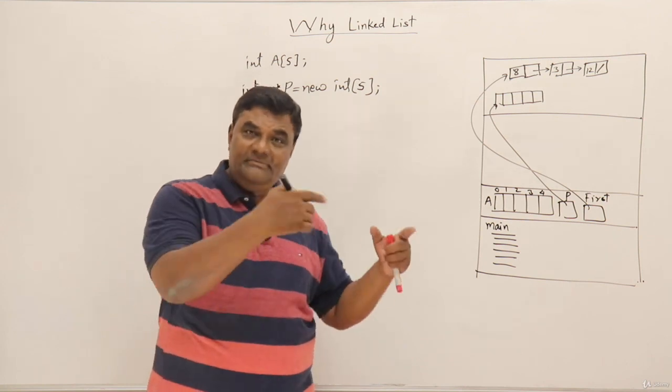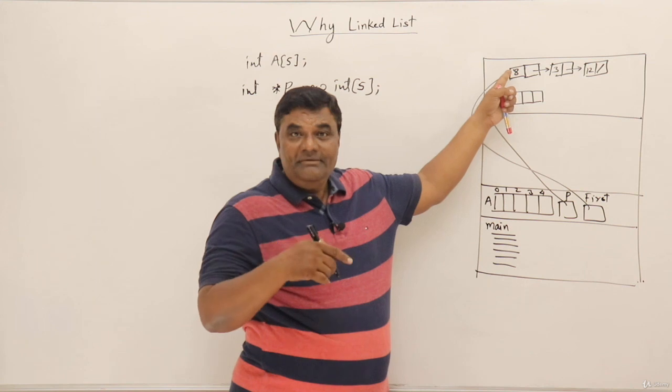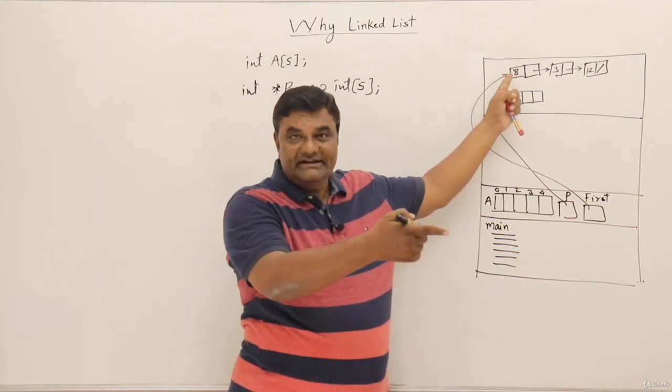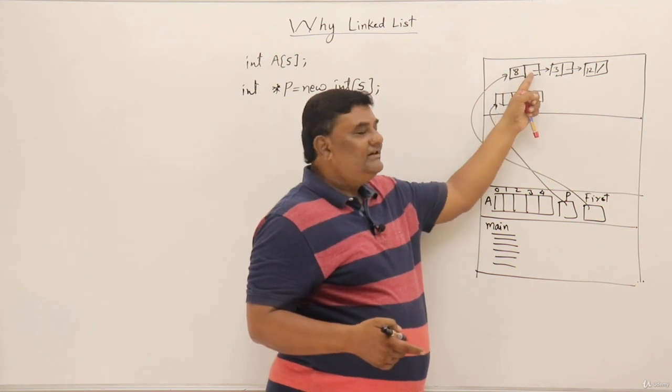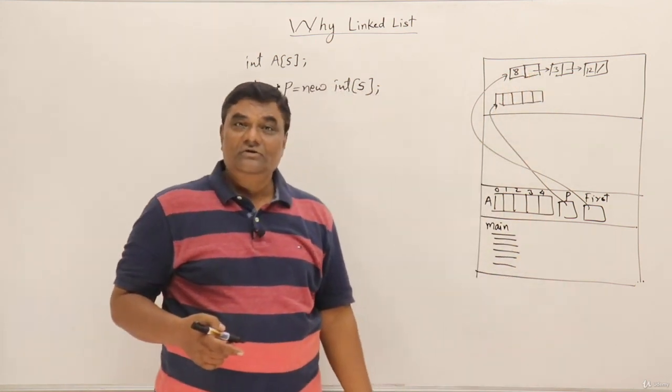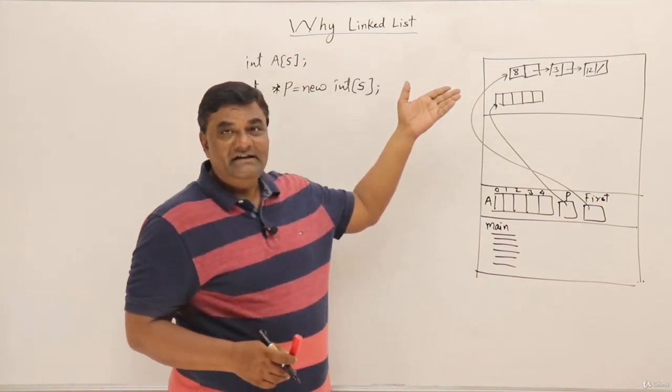So whoever is coming in will bring a chair. So every element will bring its own memory and point it to the next element. So together, element space and the pointer space together, we call it as node. So this is how we form a linked list inside heap.